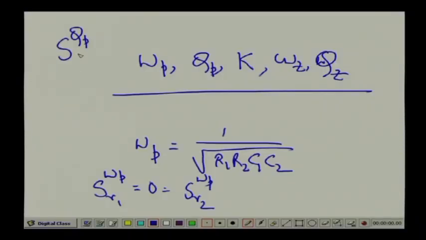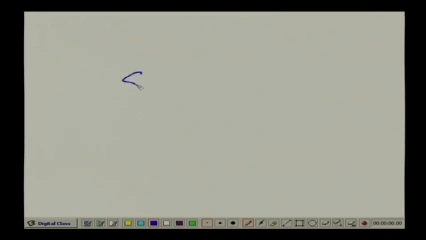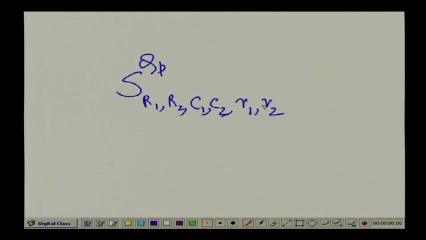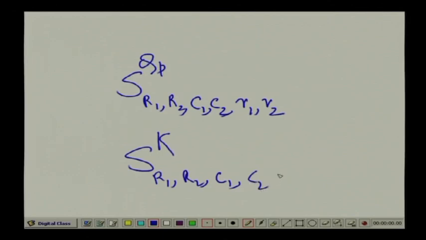So, this way, I can also find the sensitivity of Q p with respect to all the elements R 1, R 2, C 1, C 2, small r 1, small r 2 in the case of positive feedback topology. Also, the sensitivity of the gain constant K with respect to R 1, R 2, C 1, C 2, small r 1, small r 2. This may not be the same: S Q p R 1 may not be the same as S Q p R 2. In the case of pole frequency, it is the same because all are in the denominators under the square root, but this may not be the same, right.